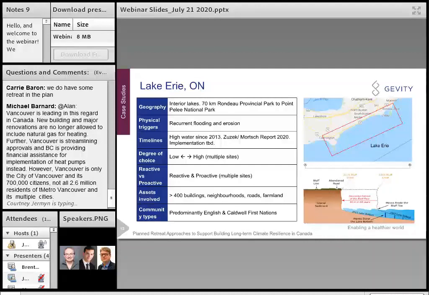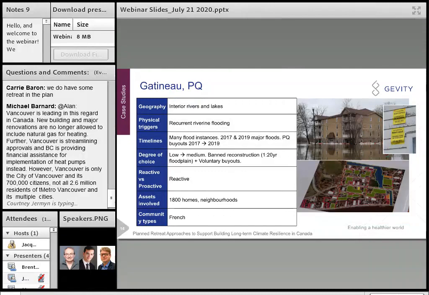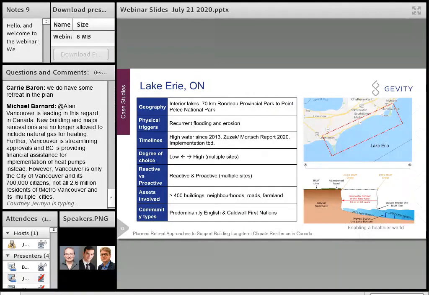The assets involved, over 400 individual buildings, in some cases entire neighborhoods, stretches of roads, and possibly farmland being affected by planned retreat. And the communities that we looked at, predominantly English, but including one First Nation. The third case study that we looked at was, actually there's a very important point that I wanted to bring out here. Sorry for going back.